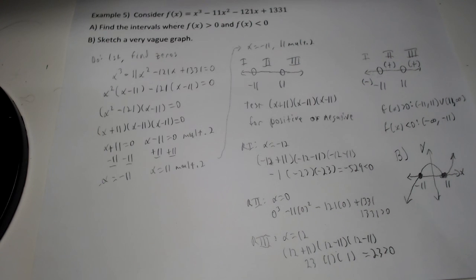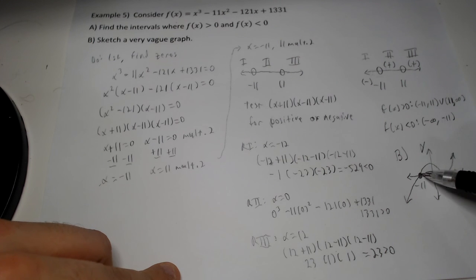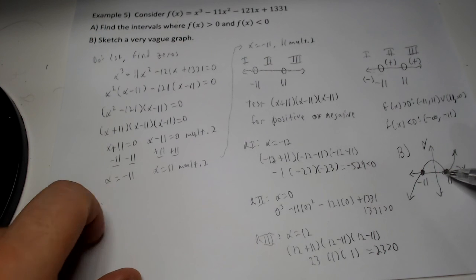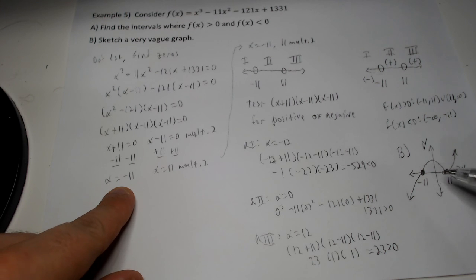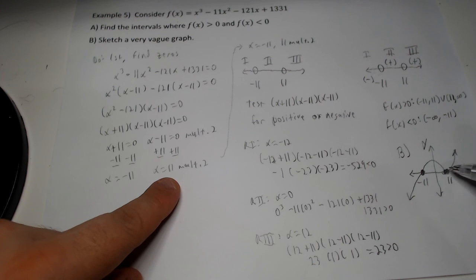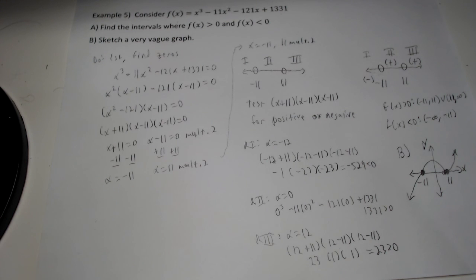Okay. Now, one thing I almost forgot to mention is that you might have noticed that at this place it crossed, at this place it didn't. Well, odd multiplicities, like an odd multiplicity of 1, is going to be a cross. Even multiplicities, it's going to be a bounce. Okay? And that suffices.